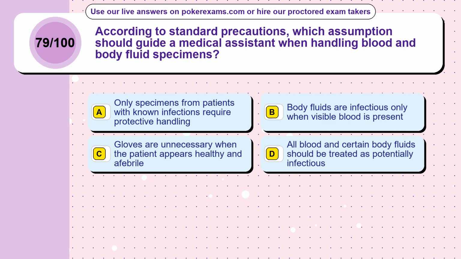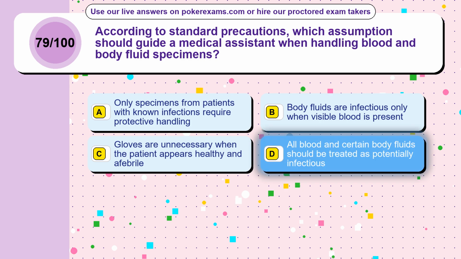Question 79. According to standard precautions, which assumption should guide a medical assistant when handling blood and body fluid specimens? Option A. Only specimens from patients with known infections require protective handling. Option B. Body fluids are infectious only when visible blood is present. Option C. Gloves are unnecessary when the patient appears healthy and afebrile. Option D. All blood and certain body fluids should be treated as potentially infectious.